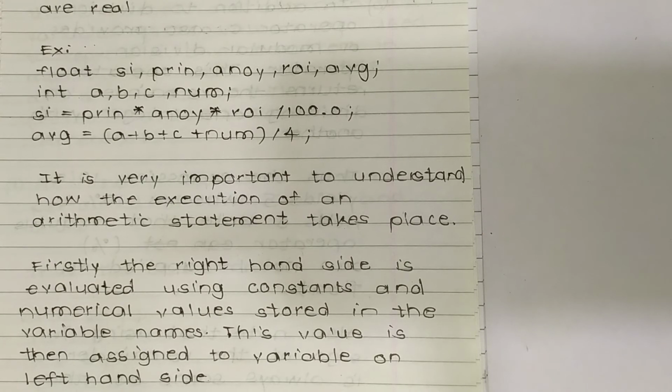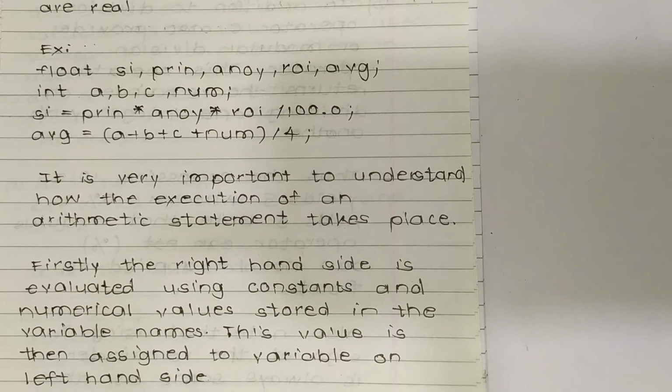For example, in this statement, avg is equal to a plus b plus c plus num divided by 4, the value on the right hand side is assigned to avg, which is on the left hand side. So the values on the right hand side are evaluated first.